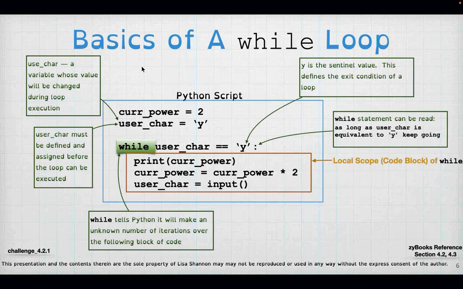And if user care does not equal Y, I stop, because a loop runs as long as the condition that you're looking at is true. That's why when you look at the initial definition of user care, I say Y. So user care is equal to Y. So the first time into the loop, I'm guaranteed one trip through the loop. If user care was N or Mississippi or 42, I would never make it into the local scope of the loop because it would evaluate to false.